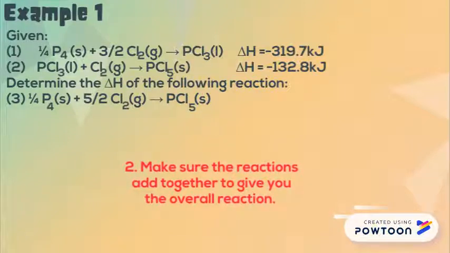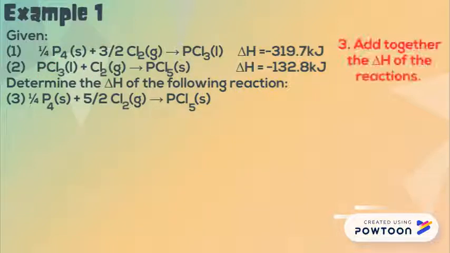Second, I make sure reactions 1 and 2 add together to give me reaction 3. PCl3 appears on both the left and the right of my equal sign, so it would cancel. And then 3 halves and 1 full chlorine would make 5 halves. So they do add together to give me my third reaction. My last step would be to add together the delta H's for the individual reactions. In this example, neither delta H needed to be manipulated, so I'm simply adding together the two values.